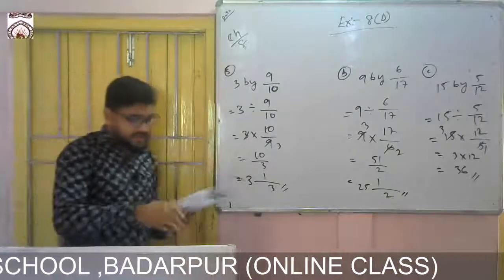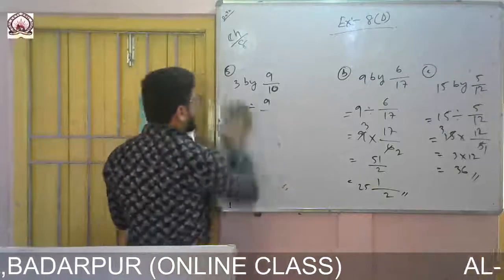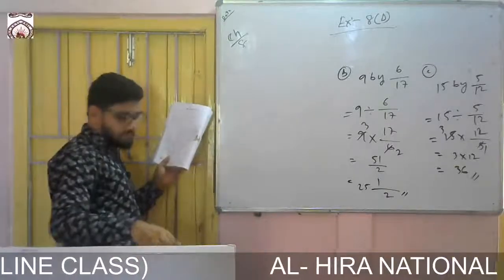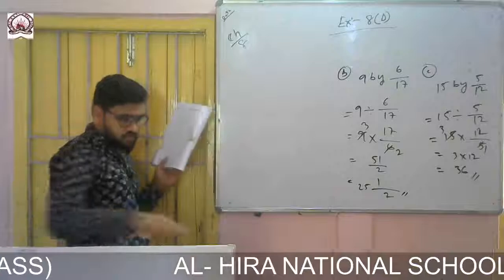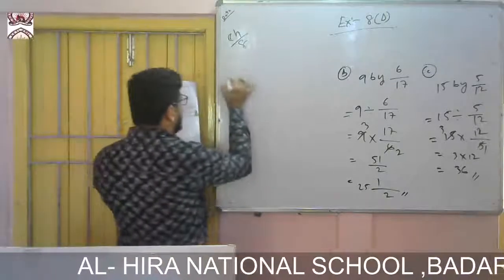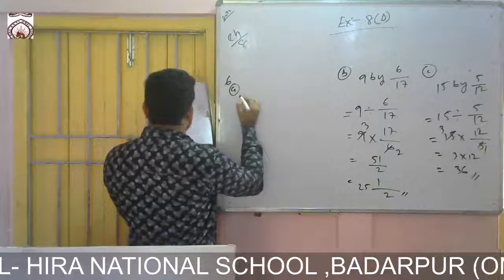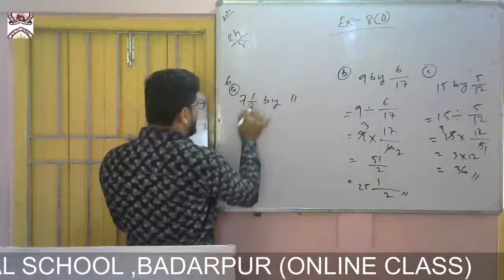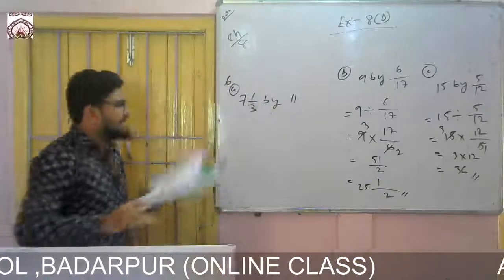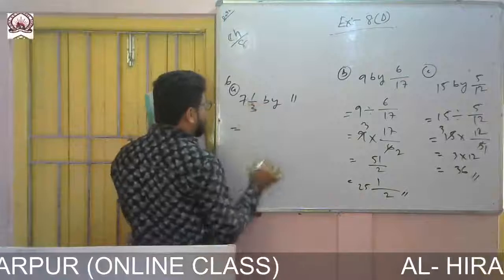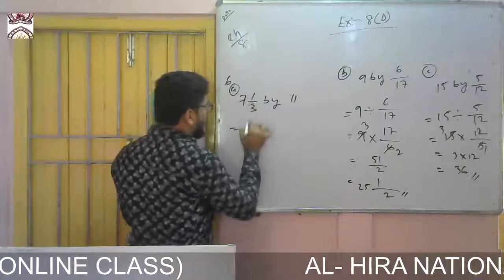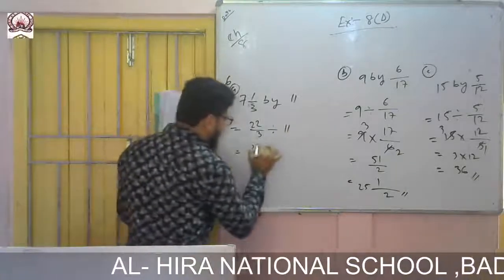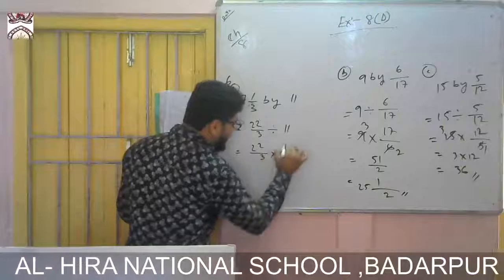So see question number 6, what is there? So question number 6a, what is there? 7 1 by 3 divided by 11. You break this first mixed fraction. 3 7s are 21, 22 by 3. Division means this one. So 22 by 3 into what? It will be 1 by 11.